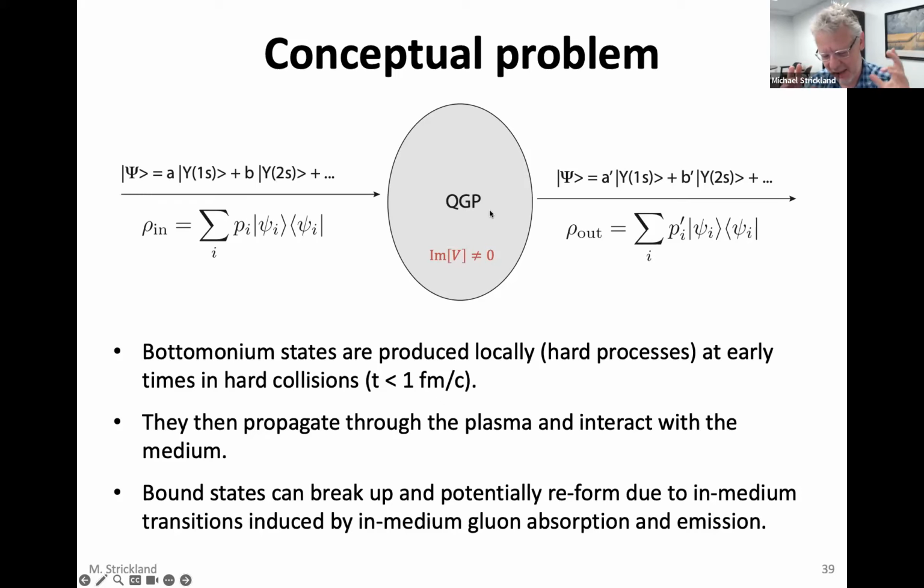You have to take the system and divide it up into two blocks, the quarkonium sector and the rest. And it's only in that quarkonium sector that you have this non-Hermitian evolution.